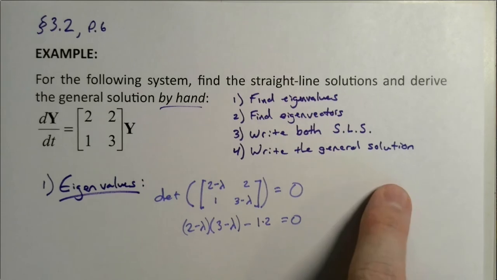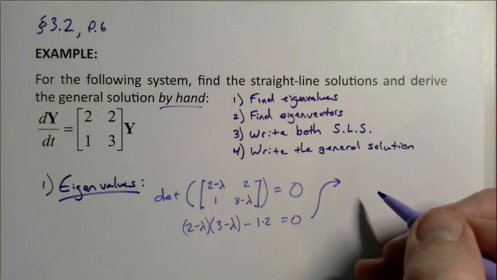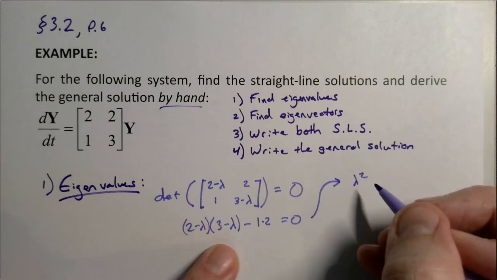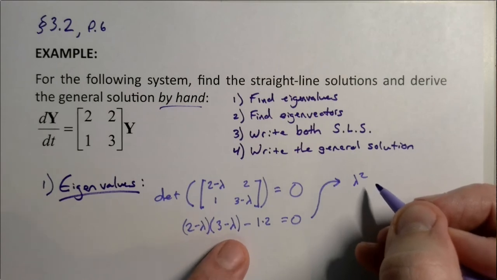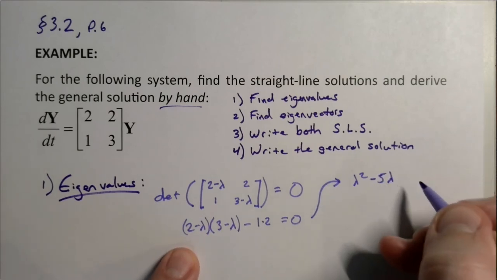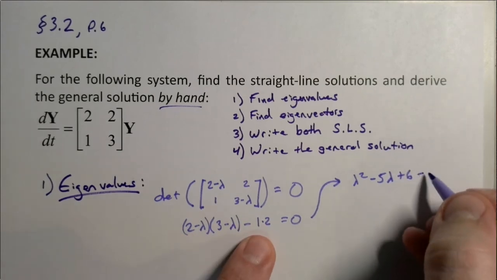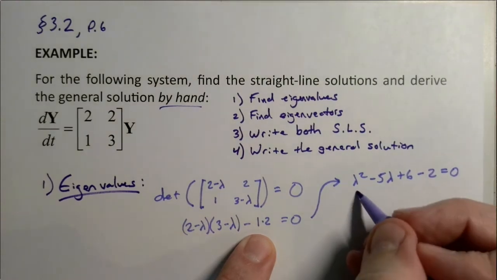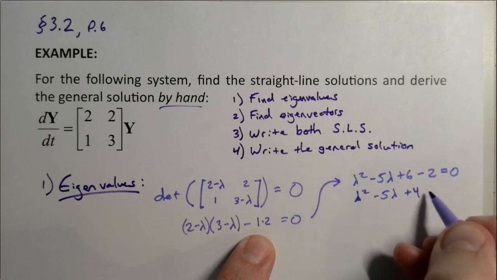And so I'm going to shift this over to the side so that we have a little bit more space, because when we multiply this out, this is going to be a quadratic. It's going to be lambda squared, that last term, lambda squared. The middle term is going to be minus 3 lambda, minus 2 lambda, so minus 5 lambda. And then the last term is going to be plus 6. And then we have minus 2. Can't forget about that term right there. And so a little bit of simplification. We have lambda squared minus 5 lambda plus 4 equals 0.